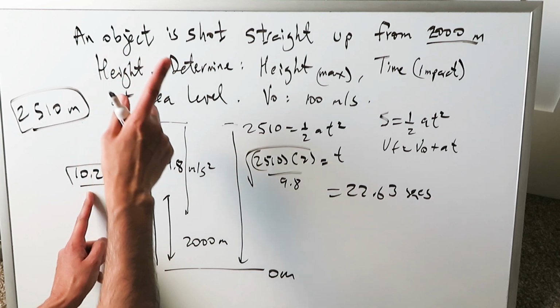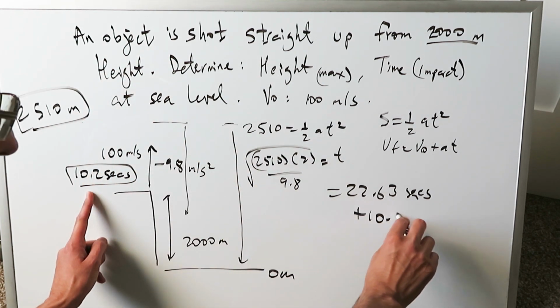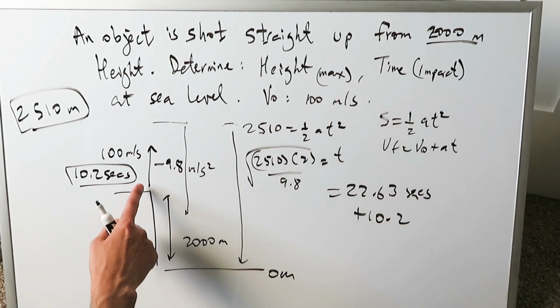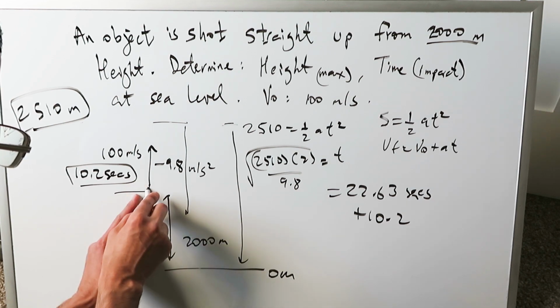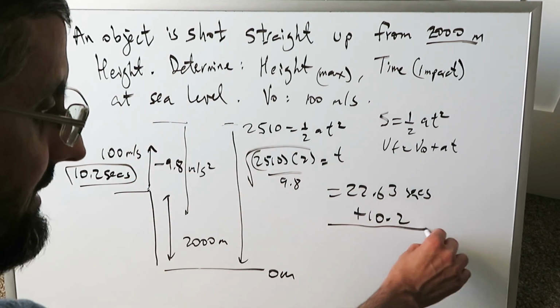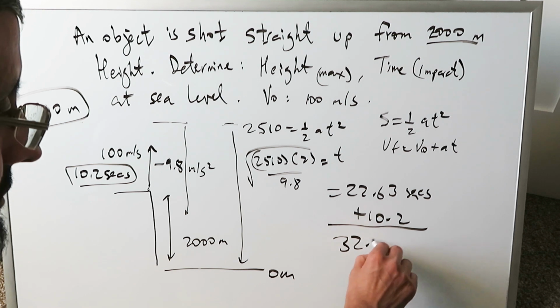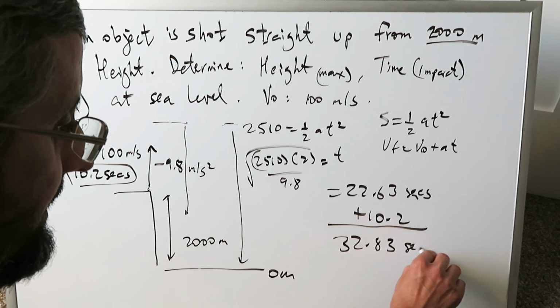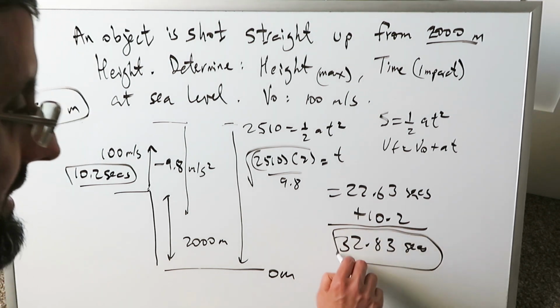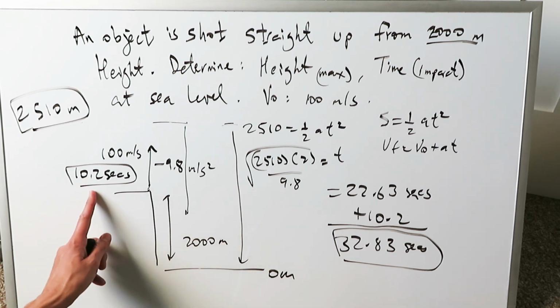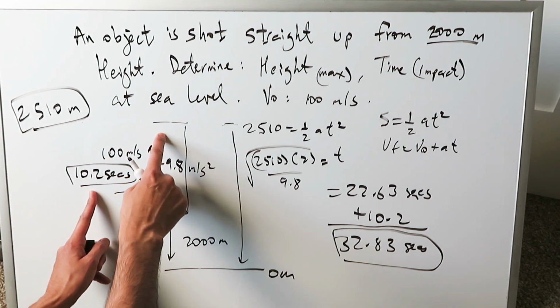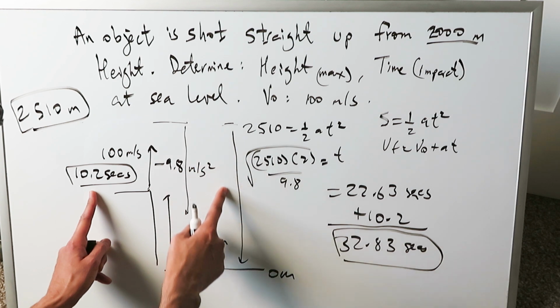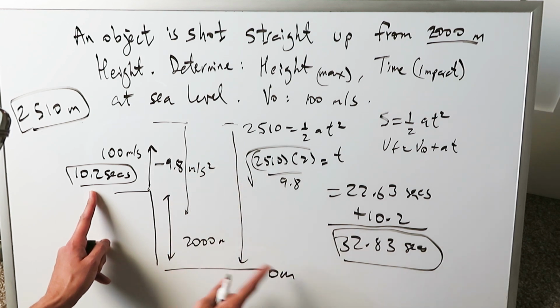But from the time the object was shot up, you have to add that in, because it's talking about the time to impact. The time to impact starts from the time the object was shot straight up. And this right here would be your answer: 32.83 seconds. Of this 32.83 second total trip, 10.2 are spent reaching the maximum height. The remainder is spent arriving at sea level.